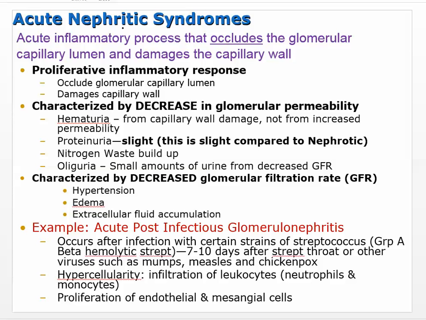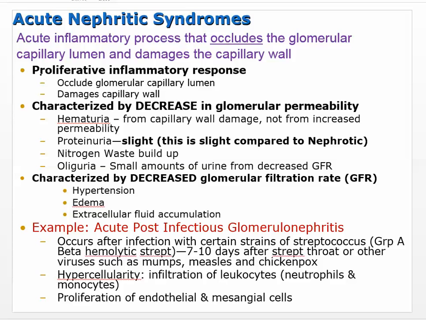So, acute nephritic. I'm very sorry about this little I versus an O, but in this case we're talking about nephritic, the one with the I. It's an acute inflammatory process that occludes. Remember, the glomerulus can either be blocked, or it can become too permeable, it can become leaky. In this case, it's being occluded, which basically means the glomerulus is being blocked. So things it's supposed to be letting through, it's not letting through. It occludes the glomerular capillary lumen and damages the capillary wall.